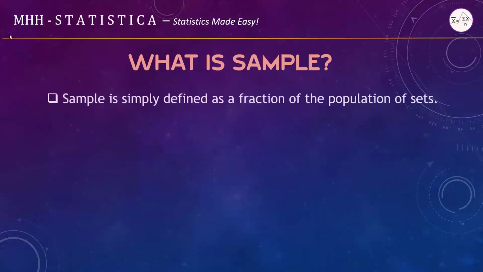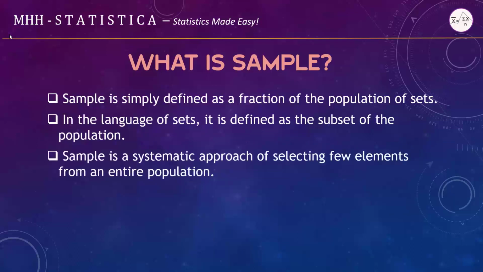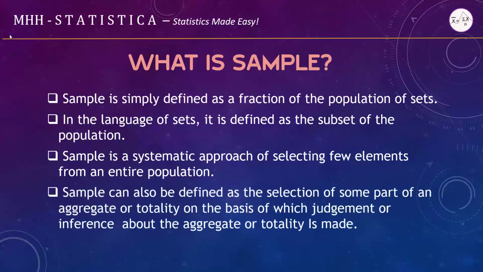What is a sample? A sample is defined as a fraction of the population of sets. In the language of sets, it is defined as a subset of the population. Sample is a systematic approach of selecting few elements from an entire population. Again, sample can also be defined as the selection of some parts of an aggregate or totality on the basis of which judgment or inference about the aggregate or totality is made.